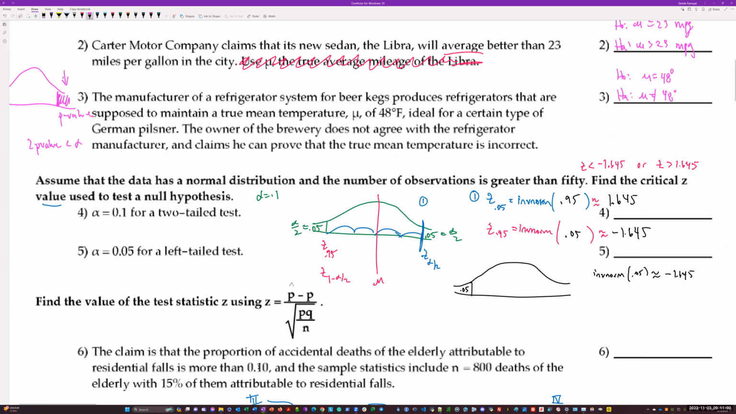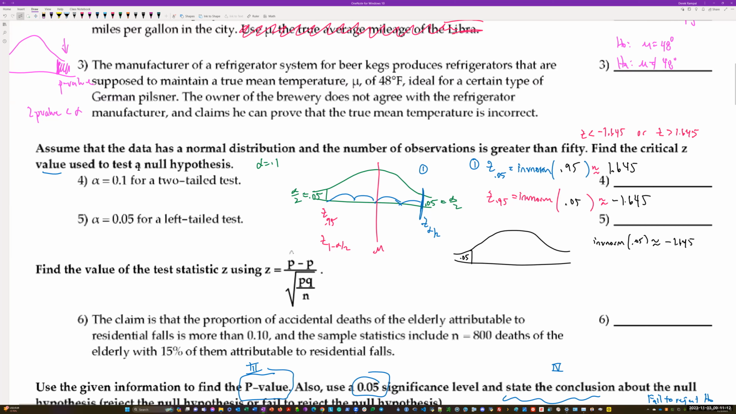If alpha is 0.1 for a two-tailed test, then I would put 0.05 on this side, 0.05 on this side, to determine the critical z-score that's necessary to reject the null hypothesis, right? We would have to say that z of 0.05 is approximately 1.645, and this one's negative 1.645. So the rejection criteria would be this. Does that make sense?